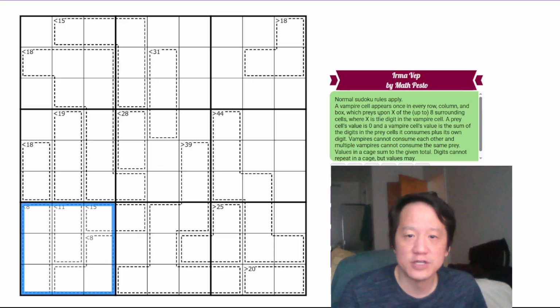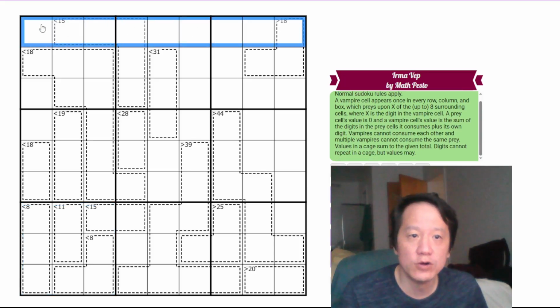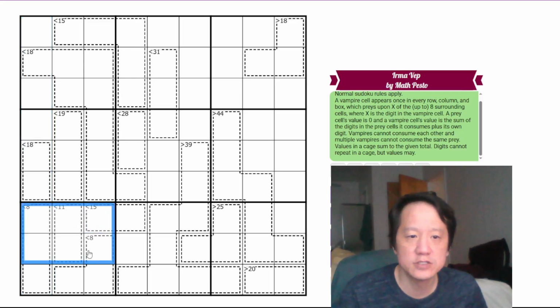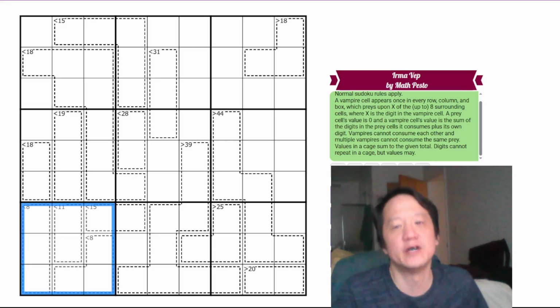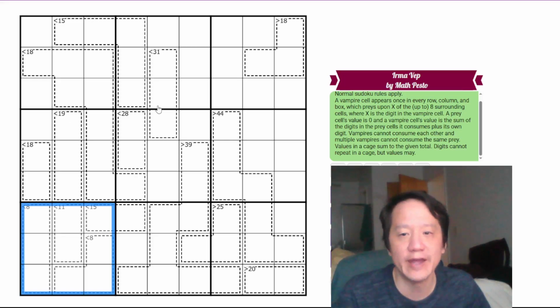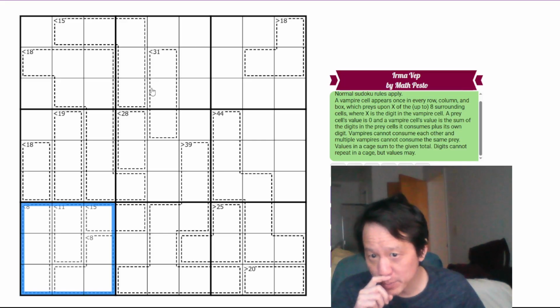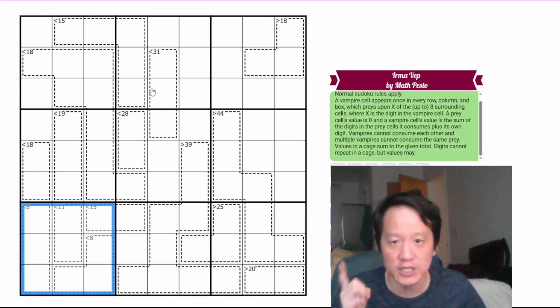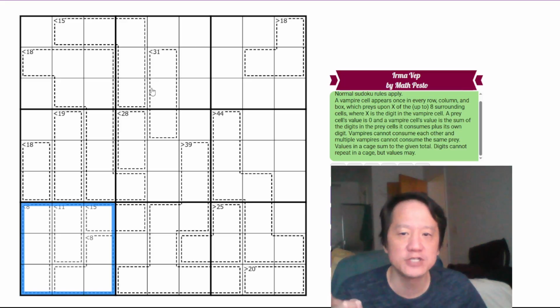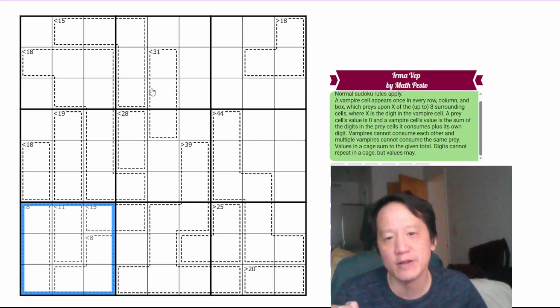A vampire cell appears once in every row, column, and box, which preys upon X of the up to 8 surrounding cells, where X is the digit in the vampire cell. A prey cell's value is 0, and a vampire cell's value is the sum of the digits in the prey cells it consumes plus its own digit. Vampires cannot consume each other, and multiple vampires cannot consume the same prey.